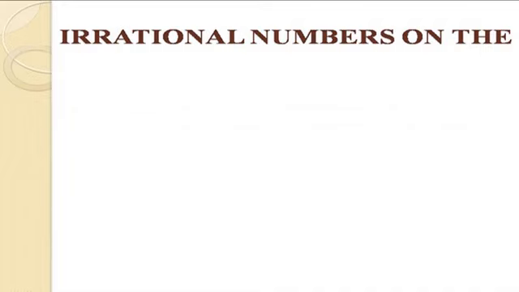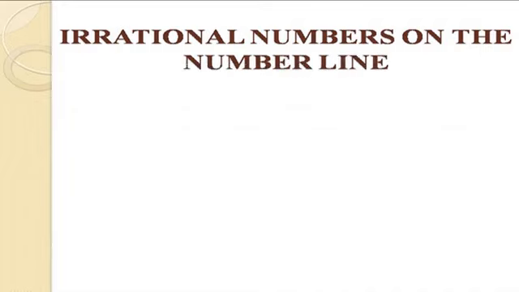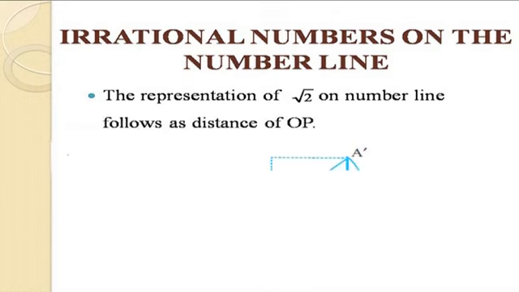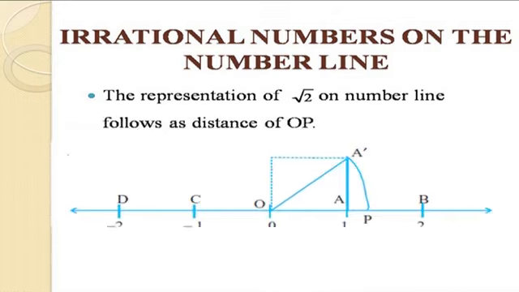Similarly, an irrational number can be represented on the number line. Take root 2. Here the representation of root 2 on the number line is the distance O to O dash, which is nothing but equal to OP. So OP is exactly the distance root 2 and P is the location of root 2 on the number line.